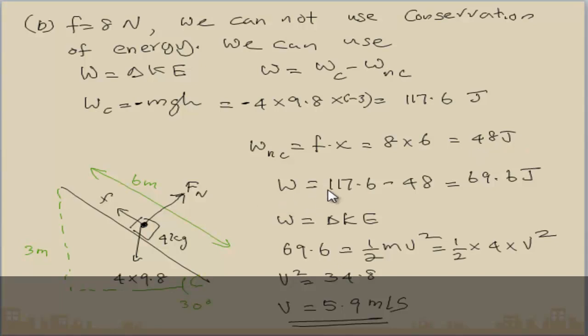The total work is 117.6 minus 48. It's 69.6 joules. Now we can use the work energy theorem, which gives us 69.6 equals 1/2 mv squared, where v is the final speed. So that's 1/2 times 4 times v squared. So v squared becomes 34.8. v equals 5.9 meters per second.